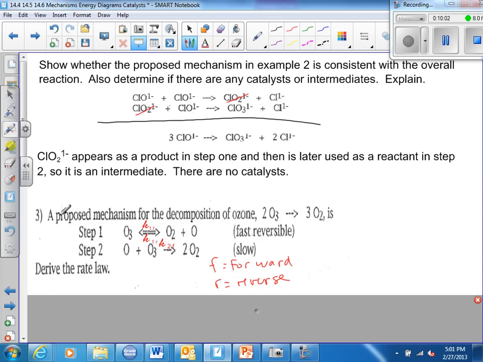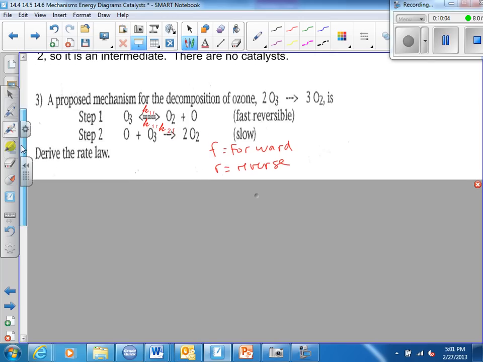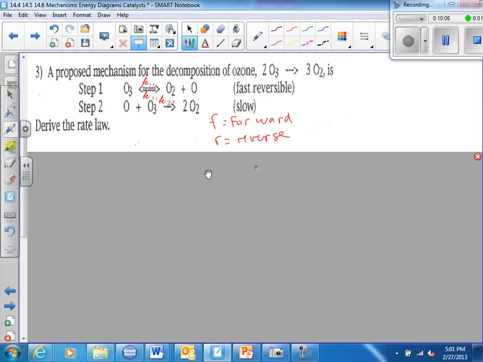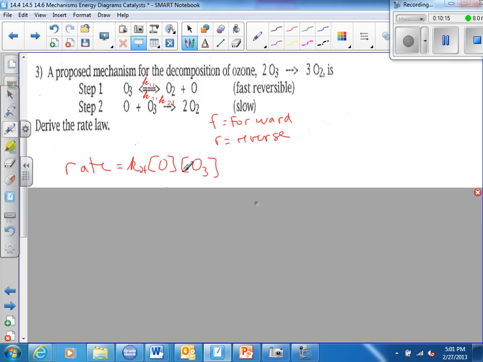Okay, this one's a little tricky. Well, you're not going to be able to do it on your own, so you want to pay attention here. So this time we go to the slow step, and the slow step gives us this rate. I've got this little K1F, that's the rate constant for the forward reaction, step 1. K1R, rate constant for the reverse reaction. All of a sudden we've got this reversible reaction. You'll learn what that means shortly.